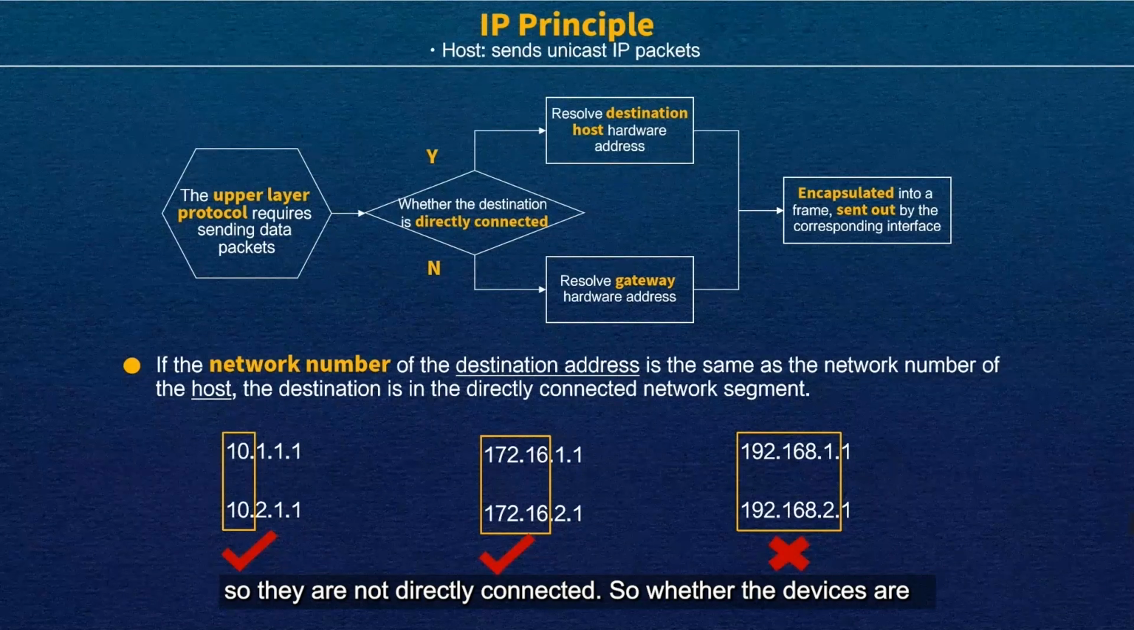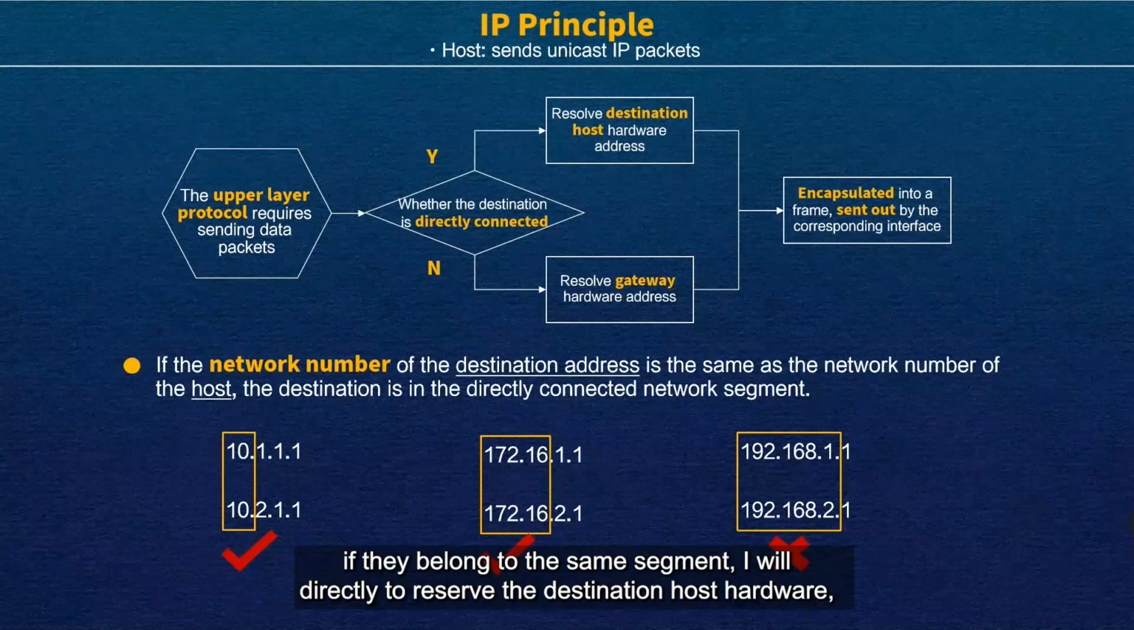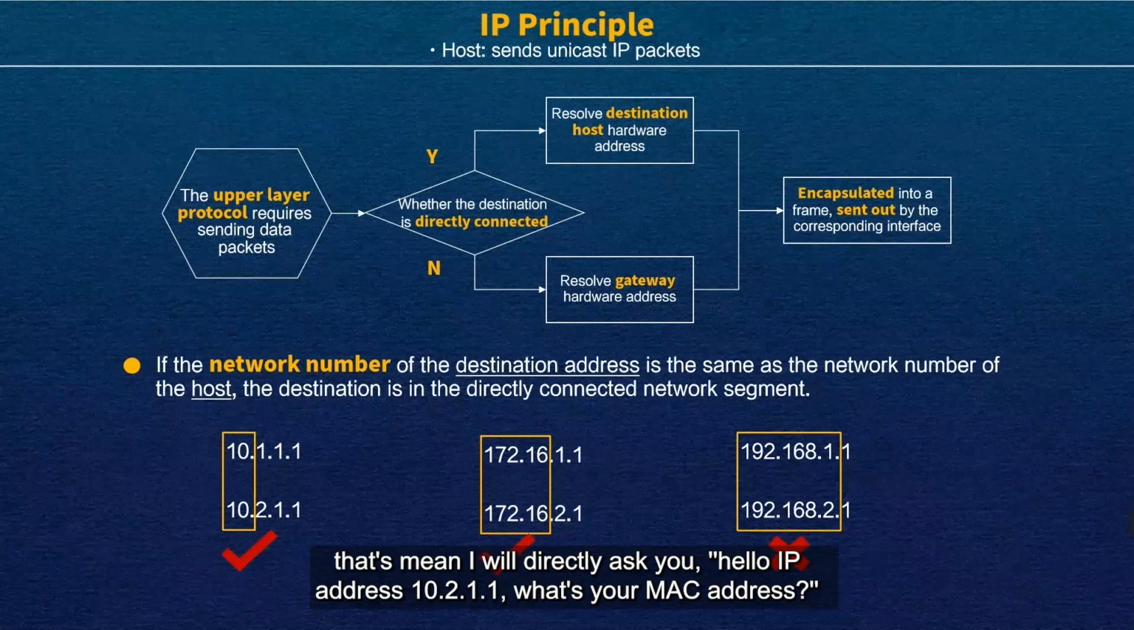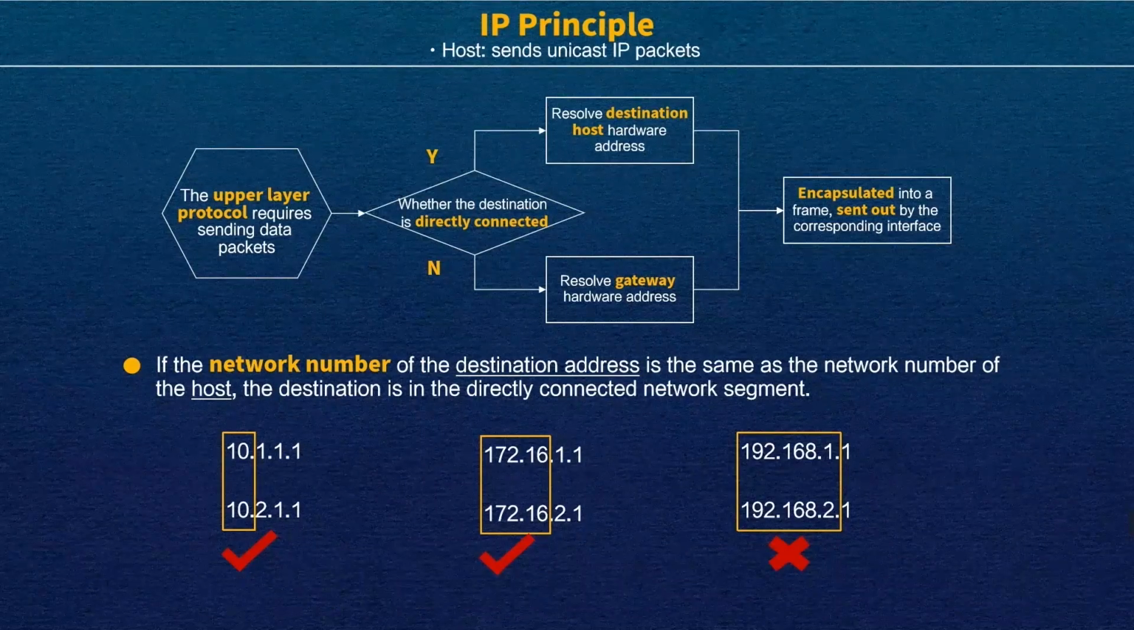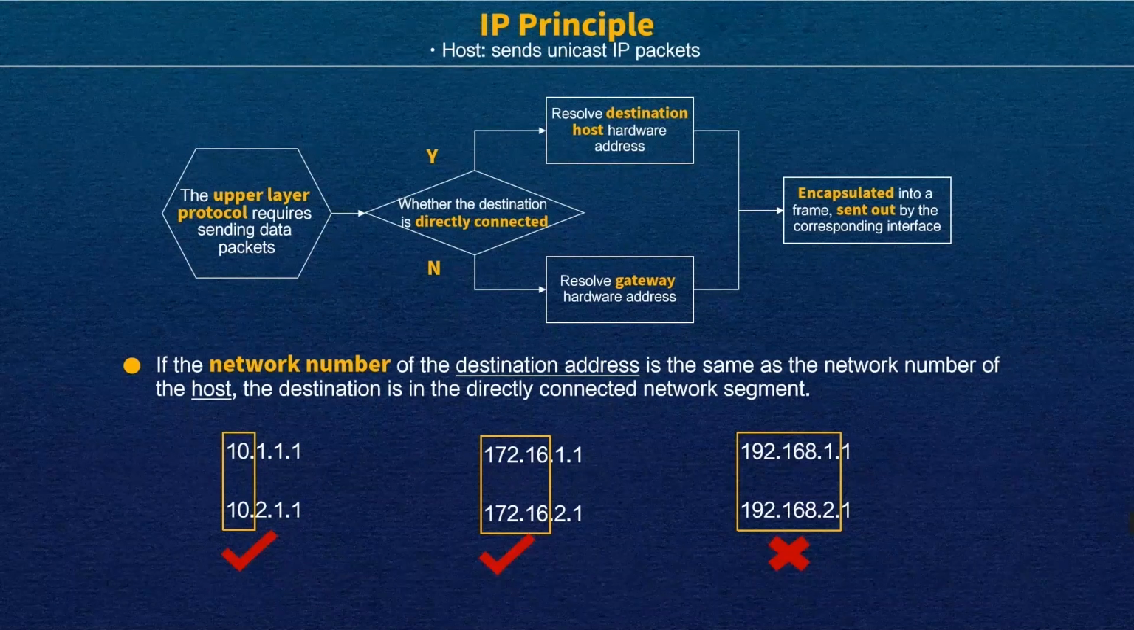So whether they are directly connected or not will directly influence which MAC address we have to get. If they belong to the same segment, I will directly resolve the destination host's hardware address. That means I will directly ask, hello, IP address 10.2.1.1, what's your MAC address? Then, after we get the MAC address information, I can do the encapsulation.